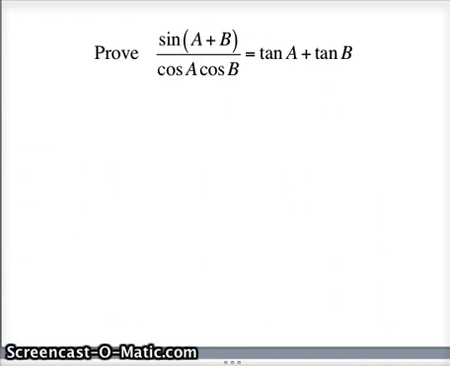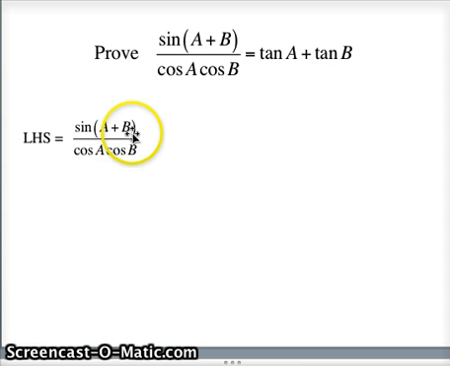Let's take a look at this one. Sine of a plus b over cos a cos b equals tangent a plus tangent b. To do this, I'm going to need to use the identity of sine of a plus b. That's sine a cos b plus cos a sine b. So keeping that in mind, we also want to start with one of the sides of this identity. The left-hand side looks more complicated, so I'll start with the left-hand side of sine of a plus b over cos a cos b.